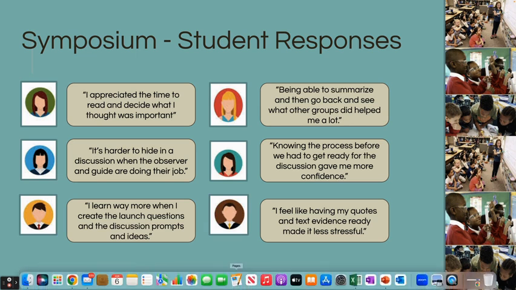Students responded really well to this. And so I surveyed the students. I asked them to think about what they really felt they gained from the symposium experience. And here are some of the examples. I'm just going to read you a couple of them. I appreciated the time to read and decide what I thought was important. Students who are introverts need time to think before they're asked to jump into a discussion.